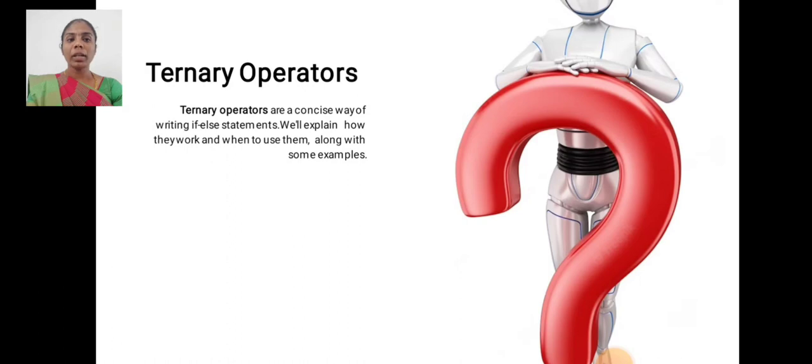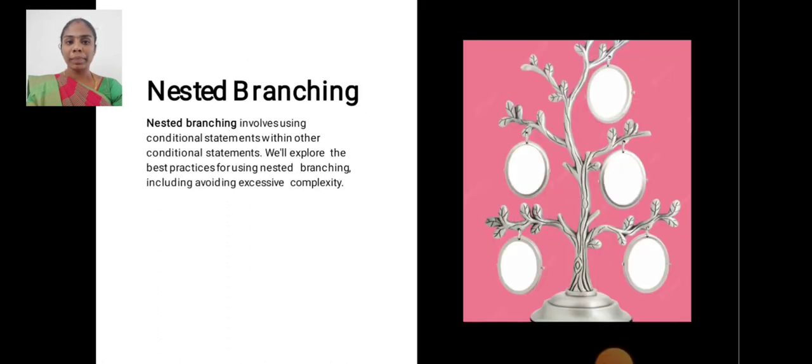Ternary operator. Ternary operators are a concise way of writing if-else statements. We will explain how they work and when to use them, along with some examples. Nested branching. Nested branching involves using conditional statements within other conditional statements. We will explore the best practices for using nested branching, including avoiding excessive complexity.